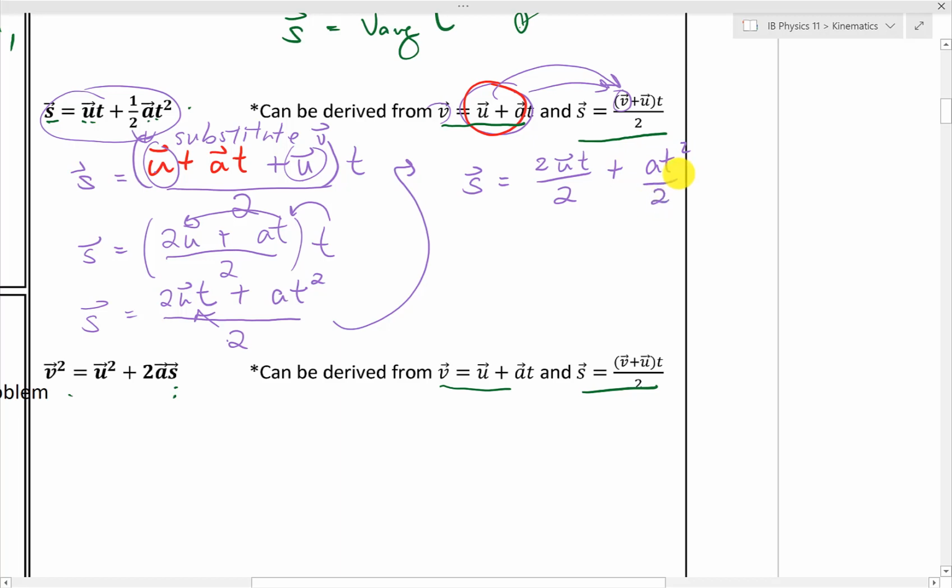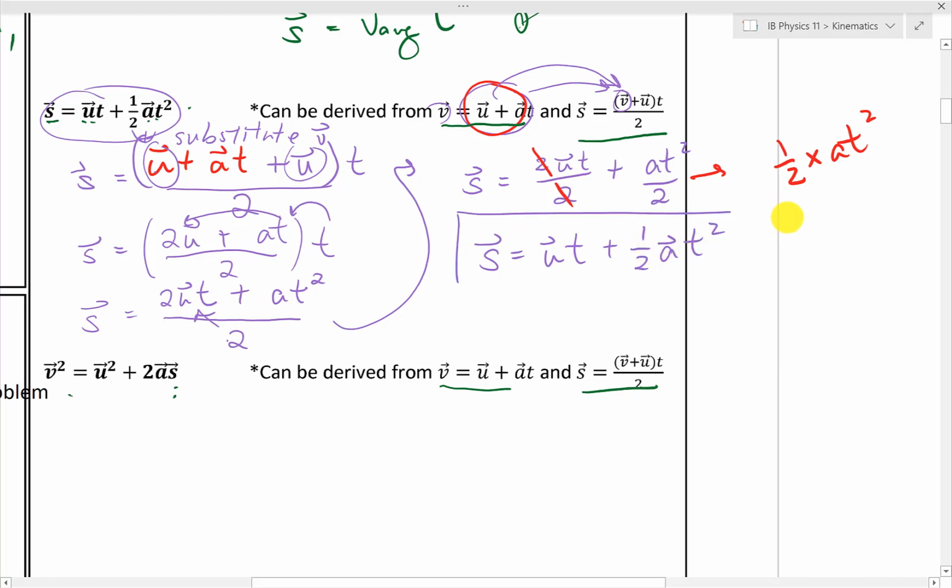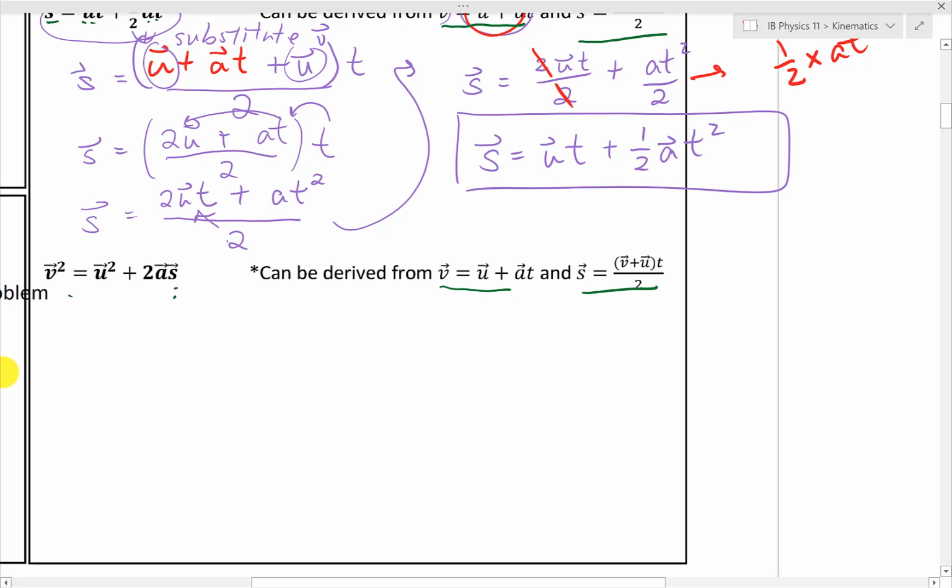And here's where things start to happen. The 2 here cancels out. And really, instead of at squared divided by 2, I can write 1/2 times at squared. It means exactly the same thing. So I get s is equal to ut, going to university one day, plus 1/2 at squared. Okay, so that's our first equation. Notice it's the combination of the two equations. Next one, we have v squared equals u squared plus 2as.